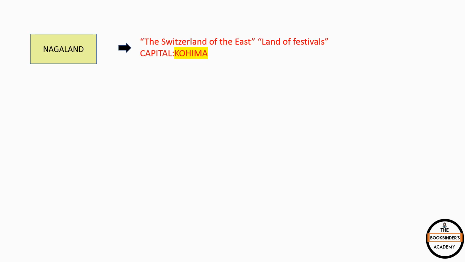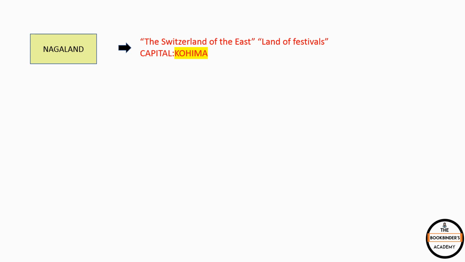Next we have the state of Nagaland. Nagaland's capital is Kohima, and it is referred to as the Switzerland of East or the land of festivals. Now please don't confuse the Switzerland of East with the Switzerland of India. Switzerland of India is Kashmir and Switzerland of East is Nagaland.